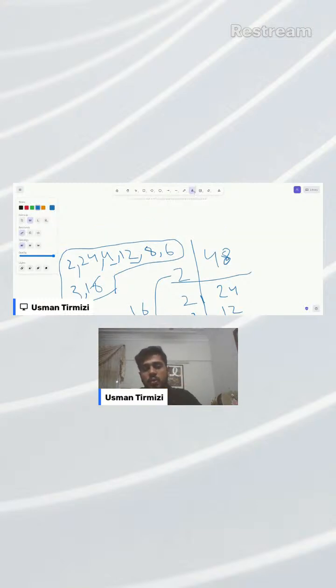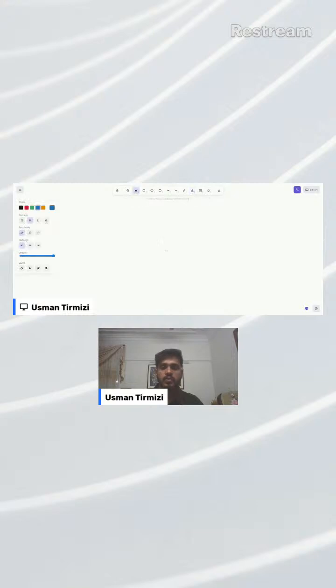So what's basically a whole number? A whole number or an integer is basically any number which is real and is not in fractions. Let's say 2 is a whole number, similarly 4 is a whole number.